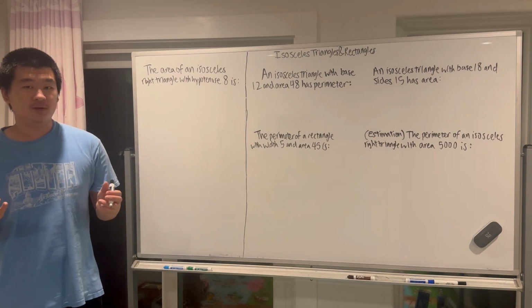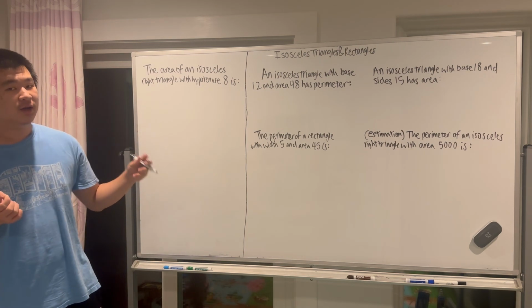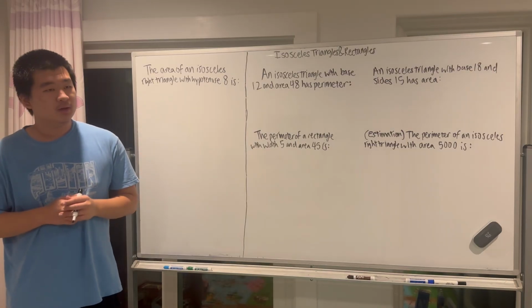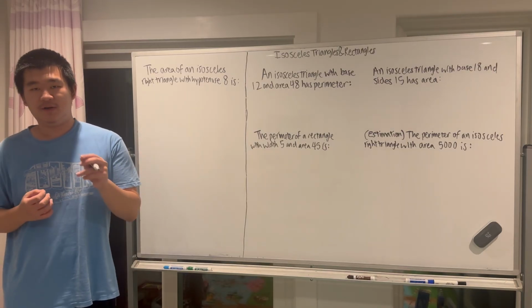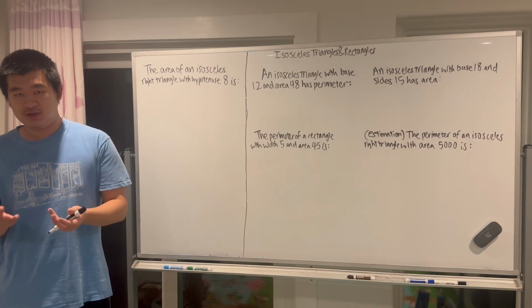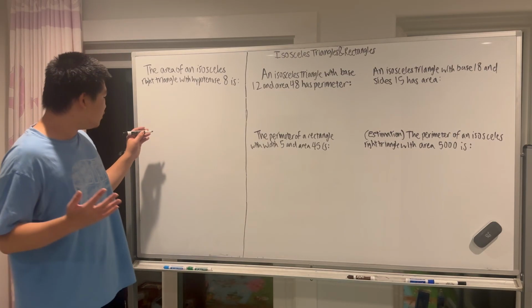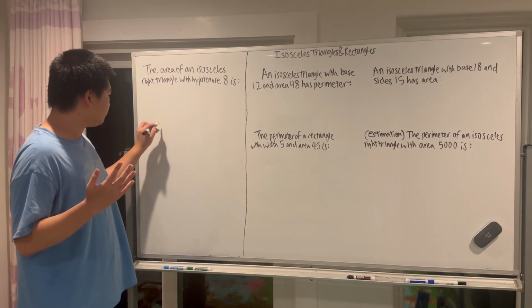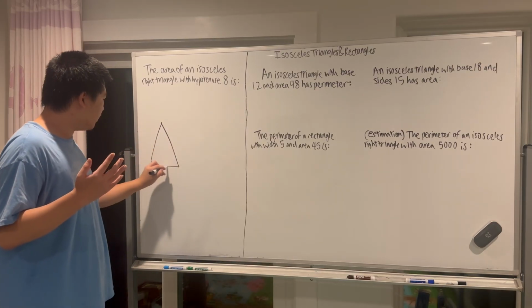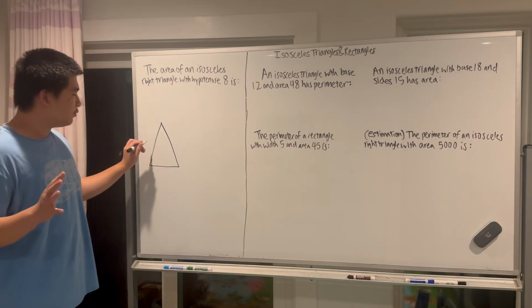In this video, we're going to be talking about isosceles triangles and also a little bit of rectangles. So with isosceles triangles, there's one very important thing, and that is the definition of an isosceles triangle, but it leads to a lot more things than the definition. So the definition, as I'm sure most of you know, is that an isosceles triangle is a triangle where two of the sides are the same.